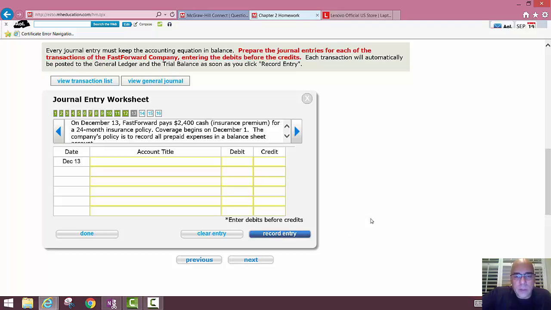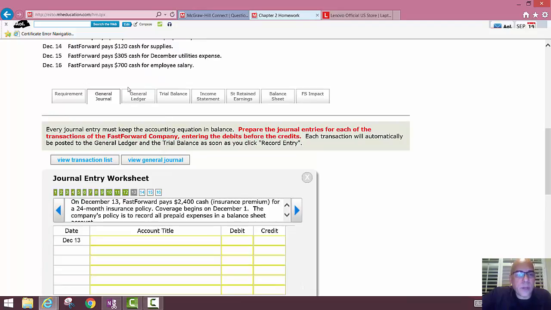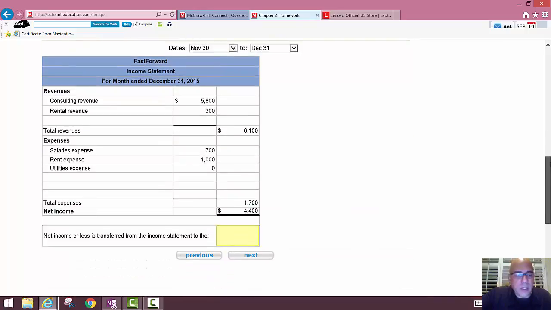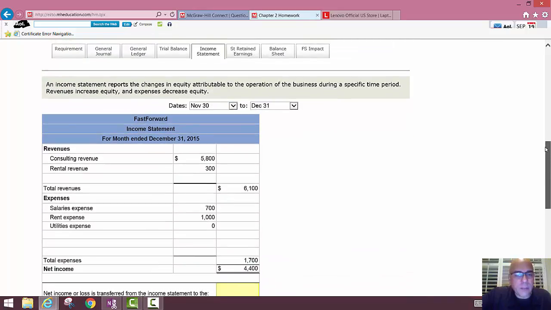Okay, isn't this exciting as we wait for it to record. We don't have to wait for it. It's probably done it already. Let's just look quickly at the income statement. Is that on the income statement? No, it's not. We're not showing that as revenue yet on the income statement. Notice our net income is still that $4,400 that we had before.